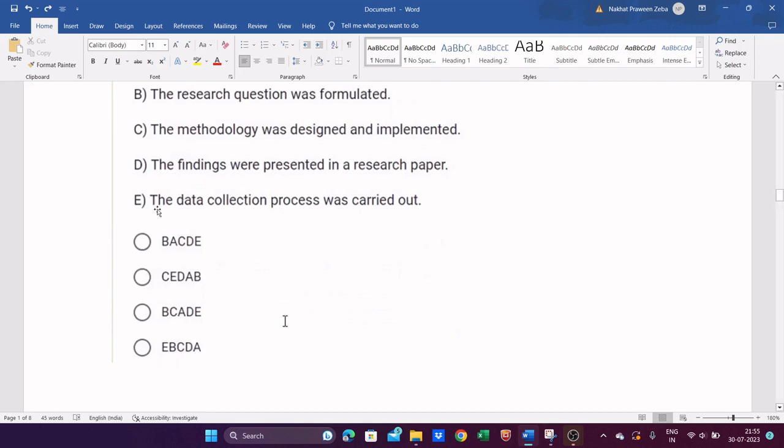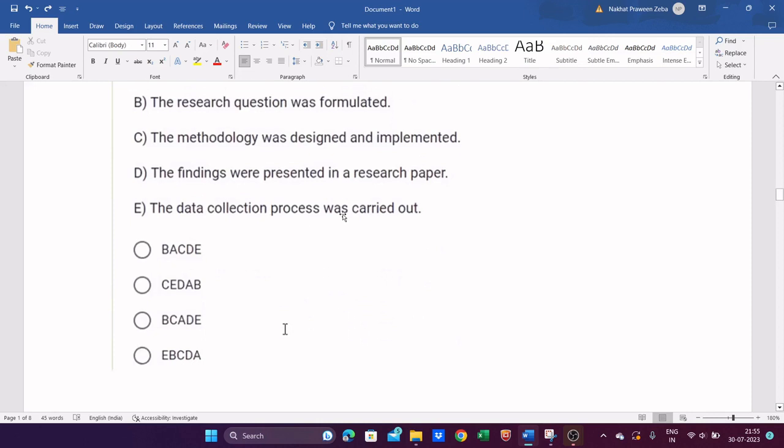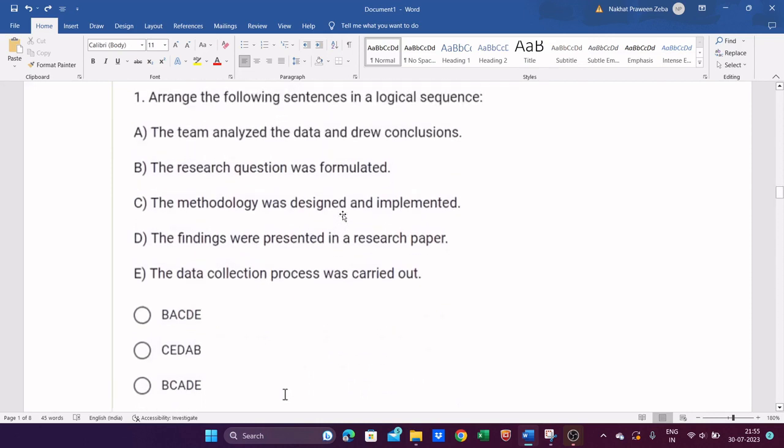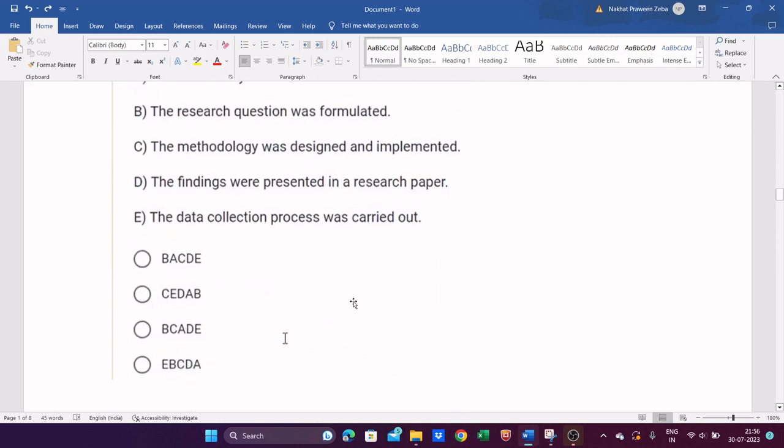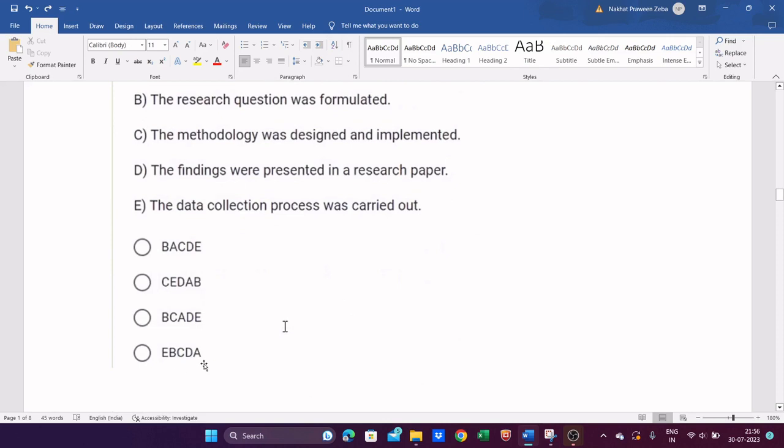Starting with the E. See, the data collection process was carried out. First, we will find the data. Now we got the data. Then on the data collection, we can now formulate all the research questions. So B will be the next in sequence. Now we have the formulated research questions. So what will be the next step? The methodology was designed and implemented. Okay, now you have implemented the design and all the methodology, and then the findings were presented in a research paper. Whatever you have found, it will be presented in the research paper, and in the last the team analyzed the data and gave conclusions. So the correct sequence will be EBCDA. Okay.